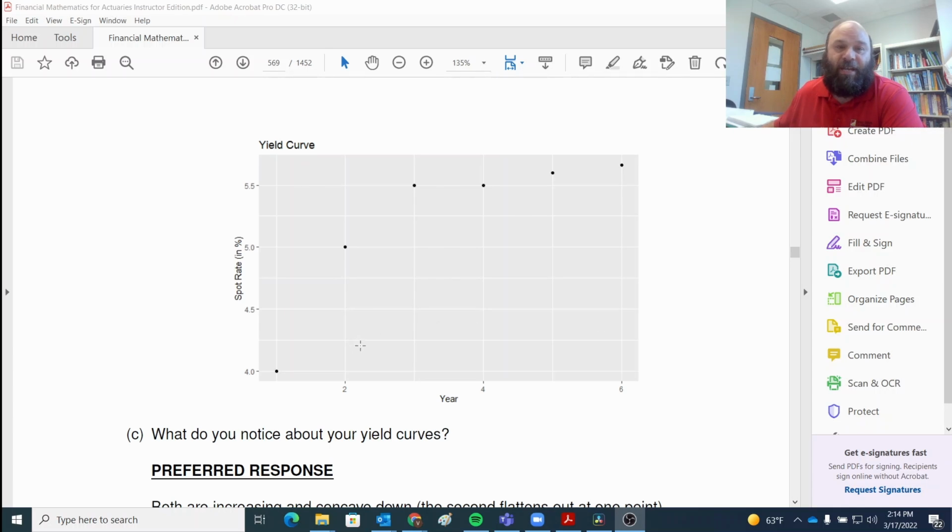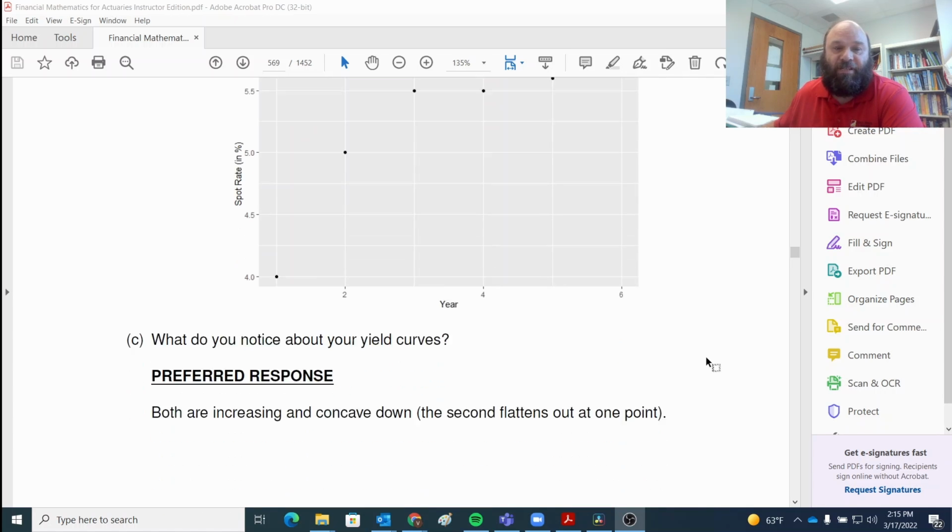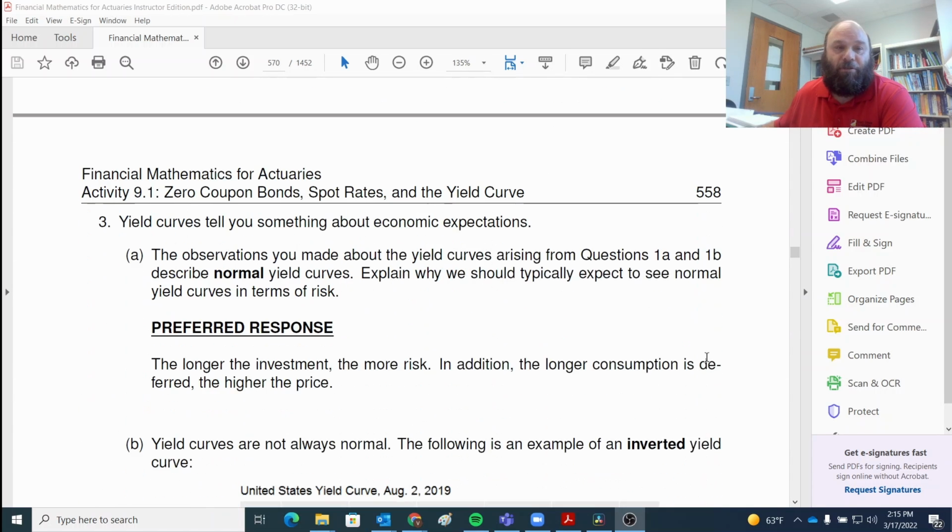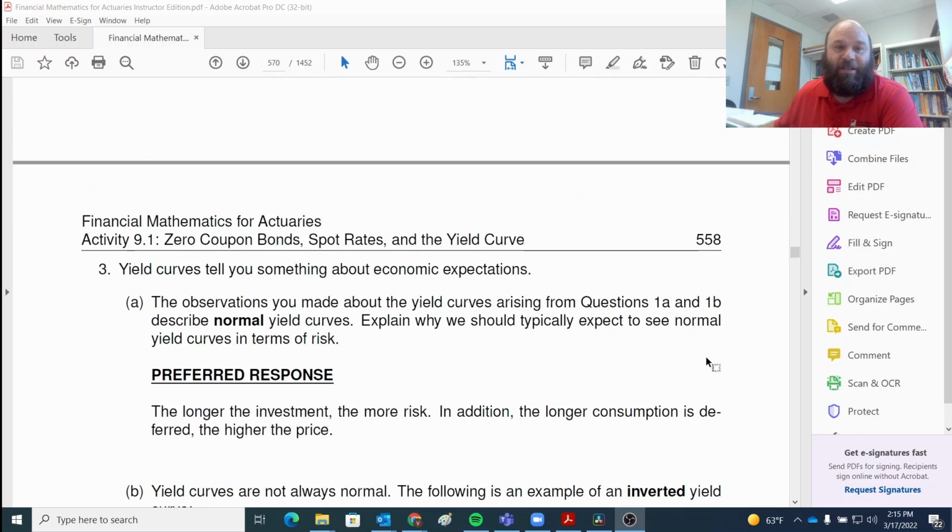So we're going to start by saying the yield curves we looked at last time are what are called normal yield curves. They're increasing. So let's scroll down to the next question. All right, the observations we made about yield curves describe normal yield curves. They're increasing. Why would we expect to see normal yield curves?